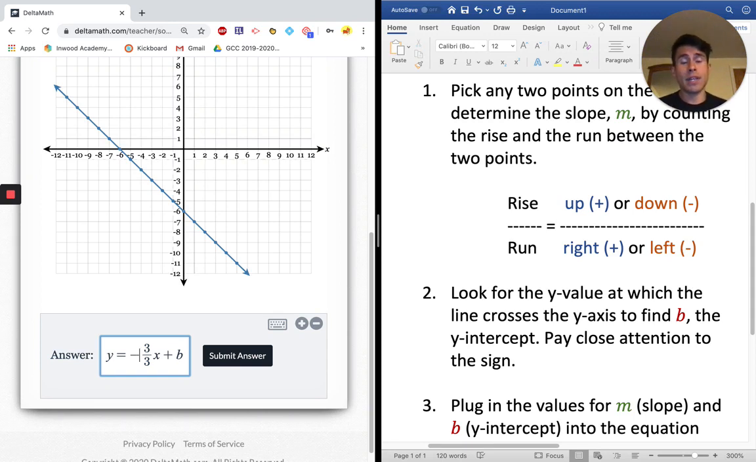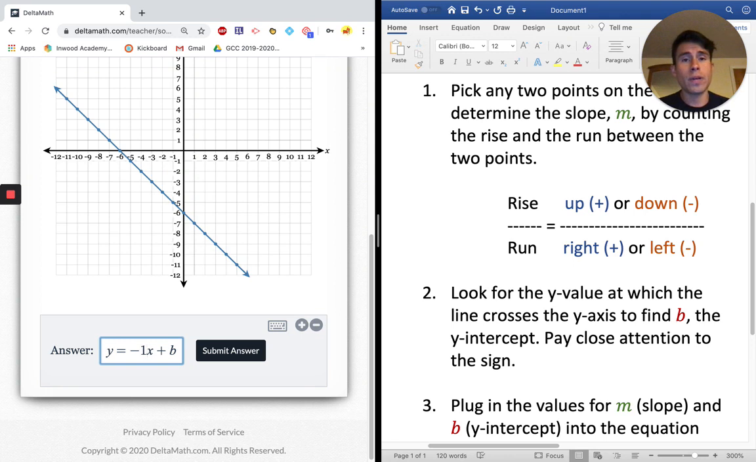Now, we want to see if we can reduce our fraction completely. So, can I reduce 3 over 3? Yes. Right? 3 goes into 3 one time each. So 3 divided by 3 ends up just simply being 1. So my slope is -1. So far I have y equals -1x plus b. I now need to figure out what my b is.